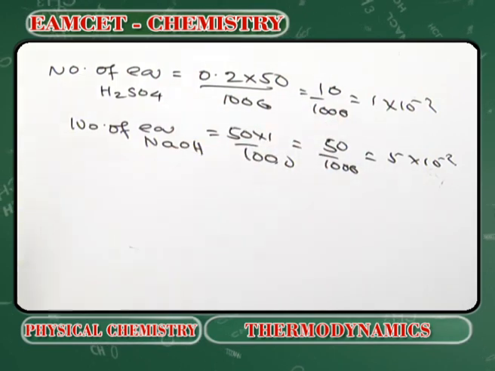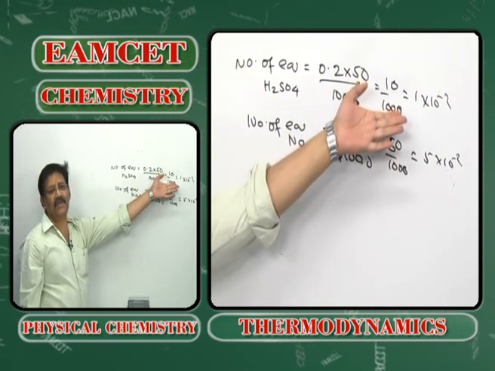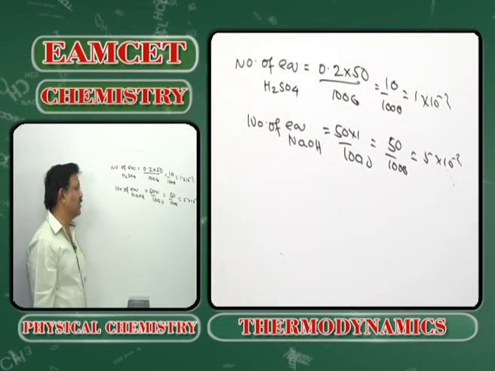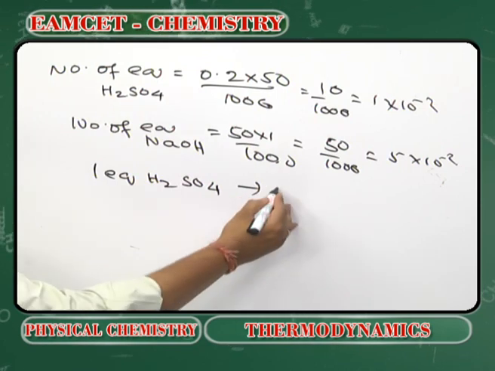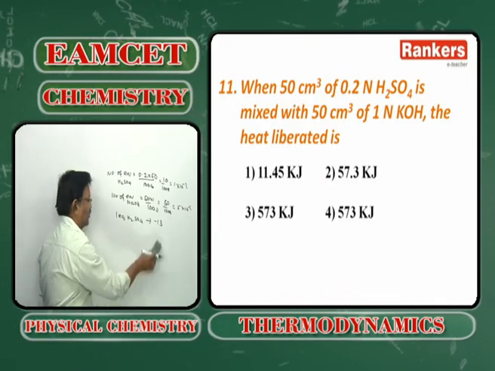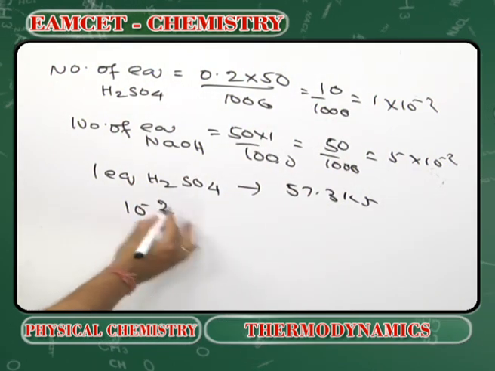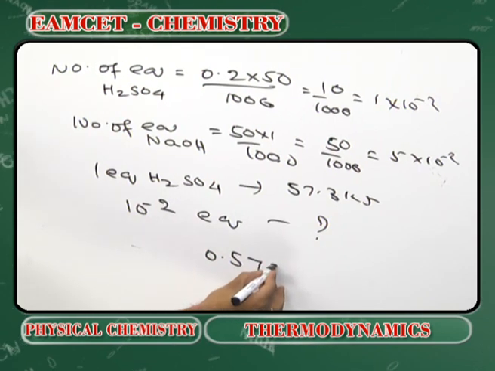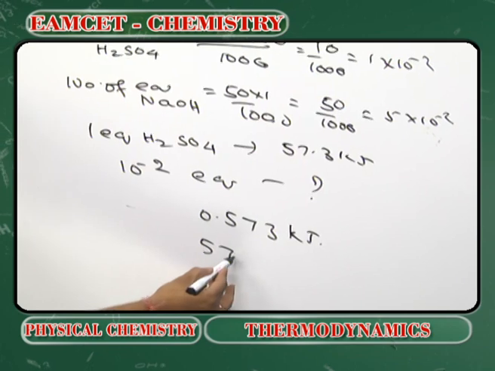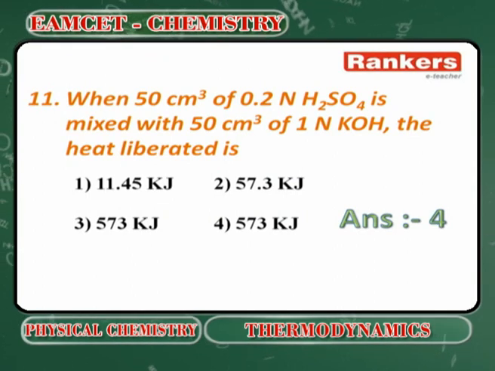In this case, sulfuric acid is the limiting reagent. So, the amount of heat liberated depends upon the number of equivalents of H2SO4 neutralized. When one equivalent of H2SO4 gets neutralized, the amount of heat evolved is 57.3 kilojoules. But here, how many equivalents got neutralized? 10 to the power of minus 2 equivalents. Therefore, it will be 0.573 kilojoules or 573 joules. The option is printed wrongly; it must be 573 joules.